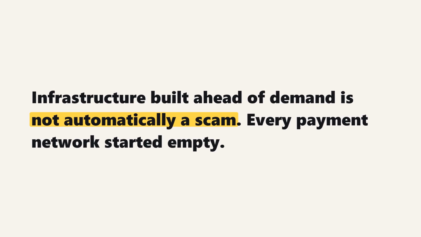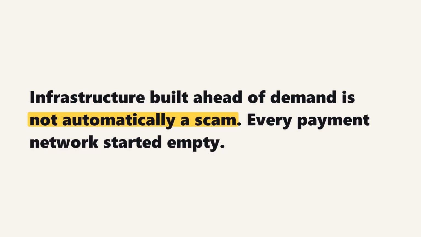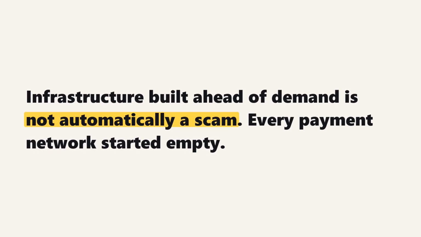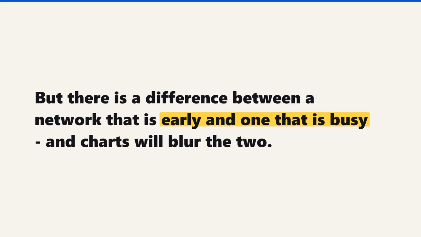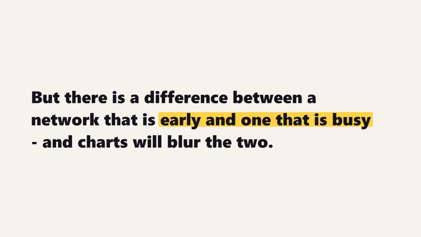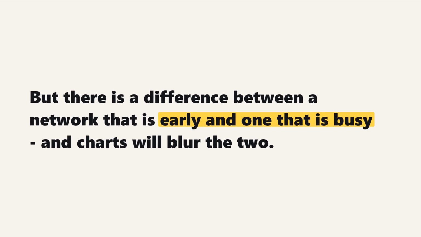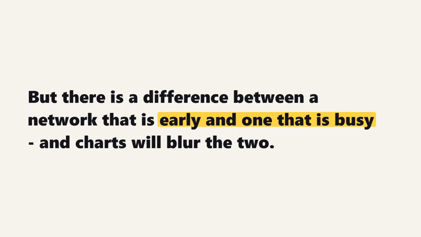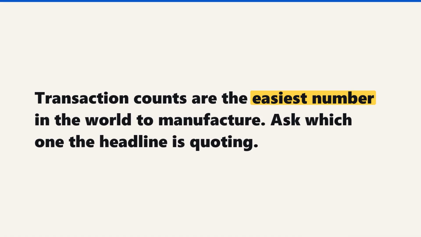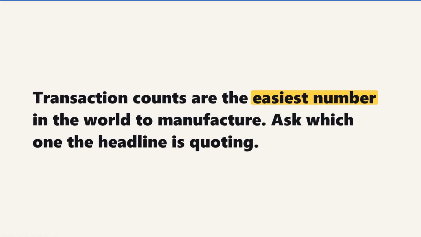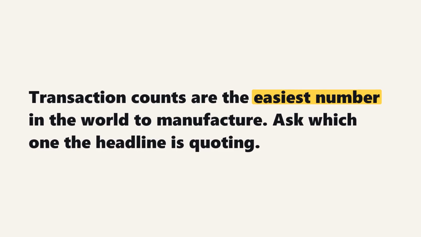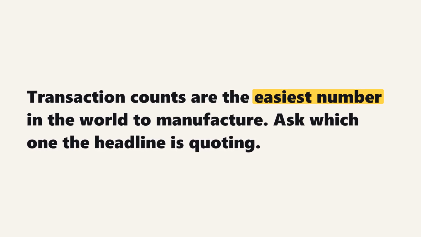Let me be fair about what that means. Infrastructure built ahead of demand is not automatically a scam. Every payment network in history was mostly empty at the start, and someone has to build the rails before the traffic exists. But there is a difference between a network that is early and a network that is busy, and the charts will happily blur the two. Transaction counts are the easiest number in the world to manufacture. Volume that somebody actually paid for is much harder. So when you see a headline about agentic payments exploding, ask which number it is quoting.